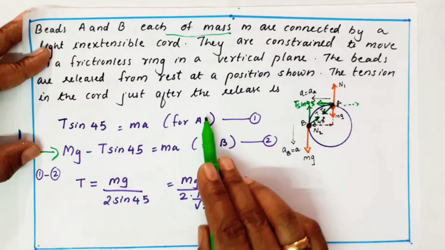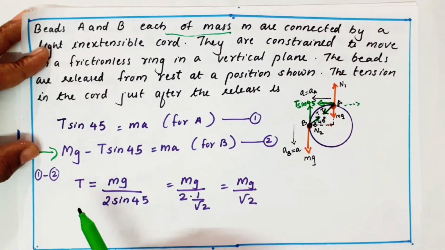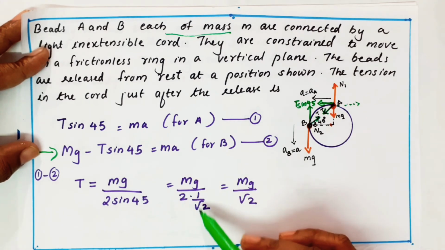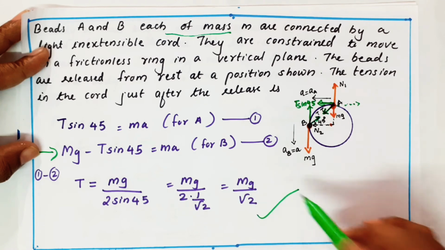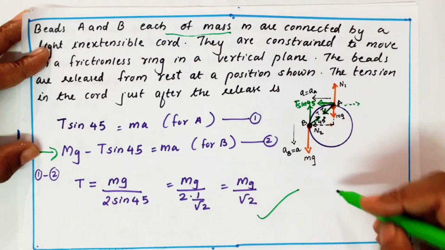After this, you subtract one equation from the other. So I can write 2T sin 45 is equal to mg. So T equals mg by 2 into 1 by root 2, that is mg by root 2. That is your answer. I did nothing, only resolving.